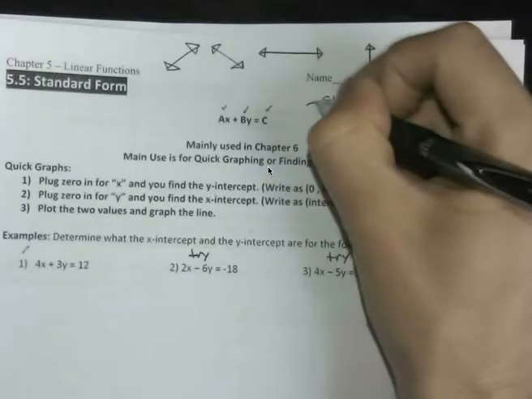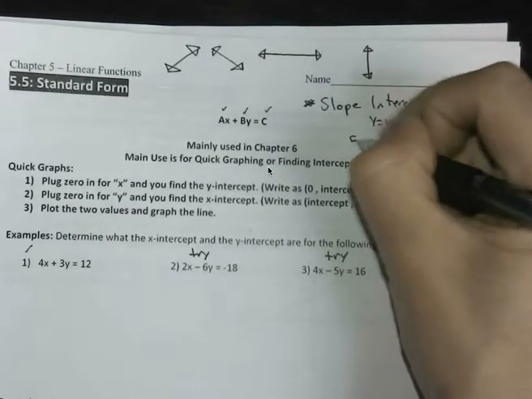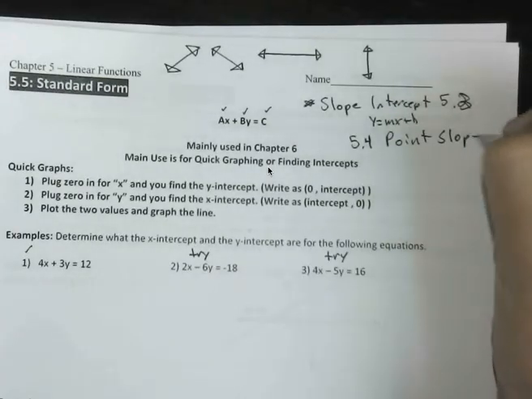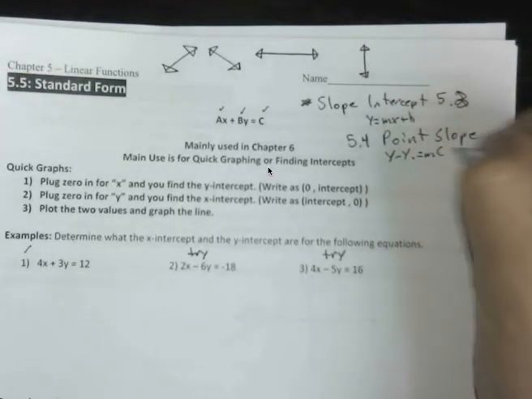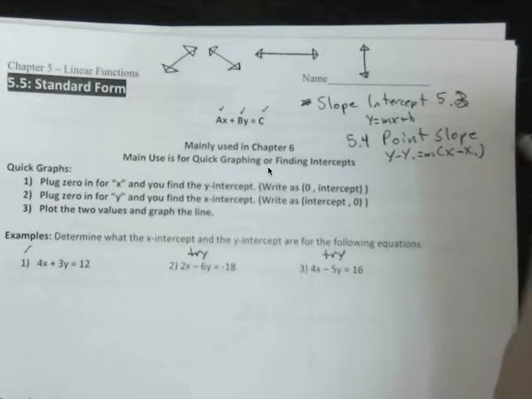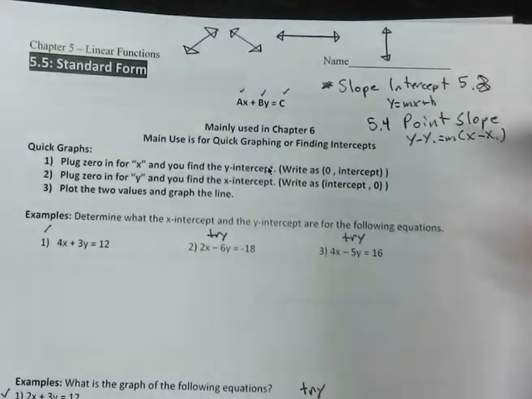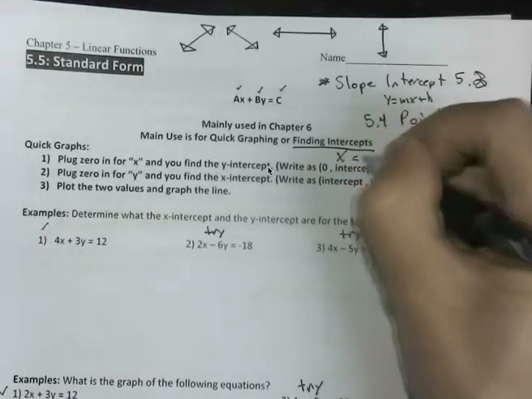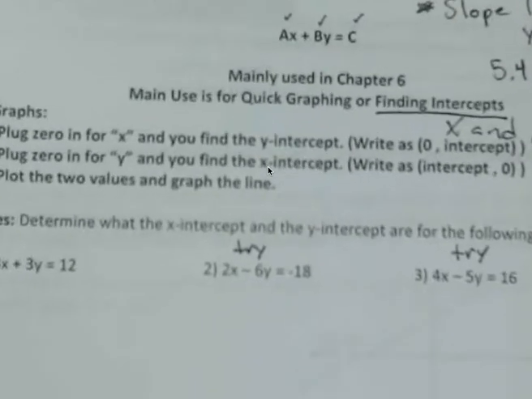That was the first one we learned back in 5.3. In 5.4, we saw point-slope form, which was a little bit more complex, which allowed us to graph a line given just one point and the slope, and also create an equation based off of it. The main use of standard form is that it allows us to find intercepts, both x and y. The steps seen here, as far as a quick graph, will allow us to do that.